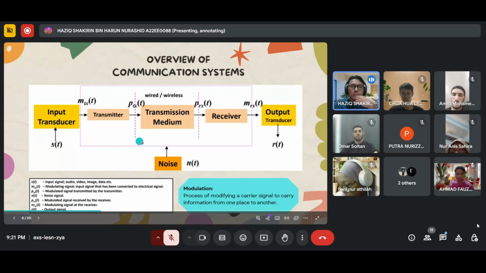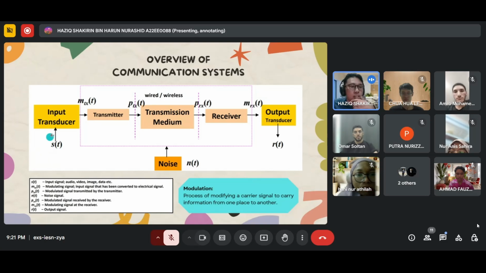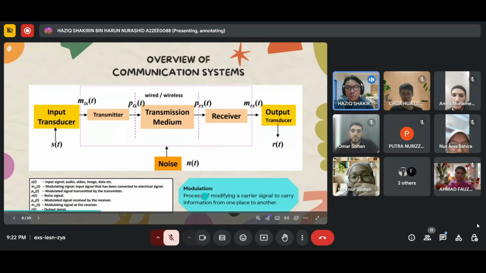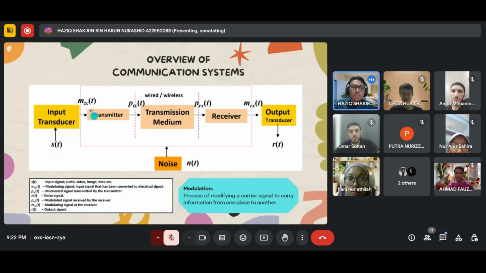From this diagram, you can see what we call the input signal, and then the signal that we have will be transferred into the input transducer. For example, you have an input signal as a sound wave signal. You transfer this sound wave signal into the input transducer. In the input transducer, your sound wave signal will be converted into a signal called the modulating signal. Basically, it's a signal before it undergoes the modulation process. So this modulating signal will be transferred into the transmitter.